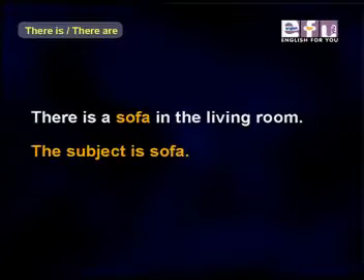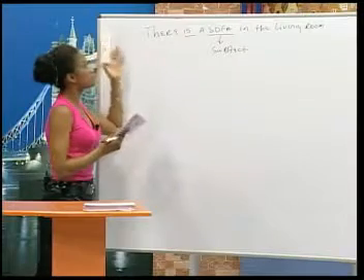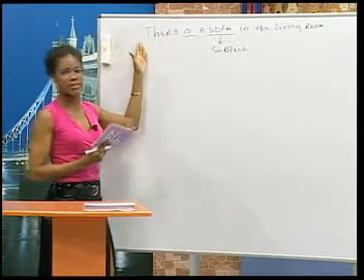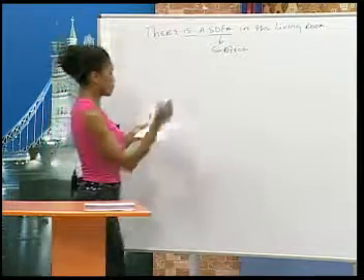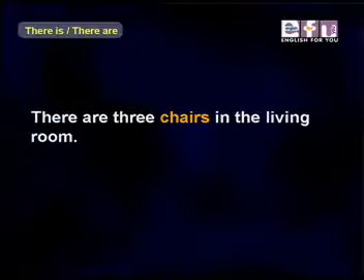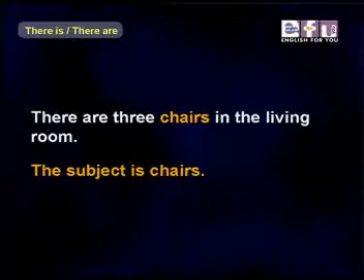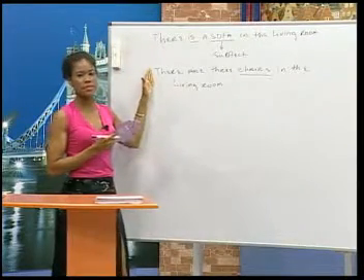Okay, now in this sentence, the subject is sofa. It follows the verb to be when there is used. So there is a sofa in the living room. And there are 3 chairs in the living room. The subject is chairs. There are 3 chairs in the living room.